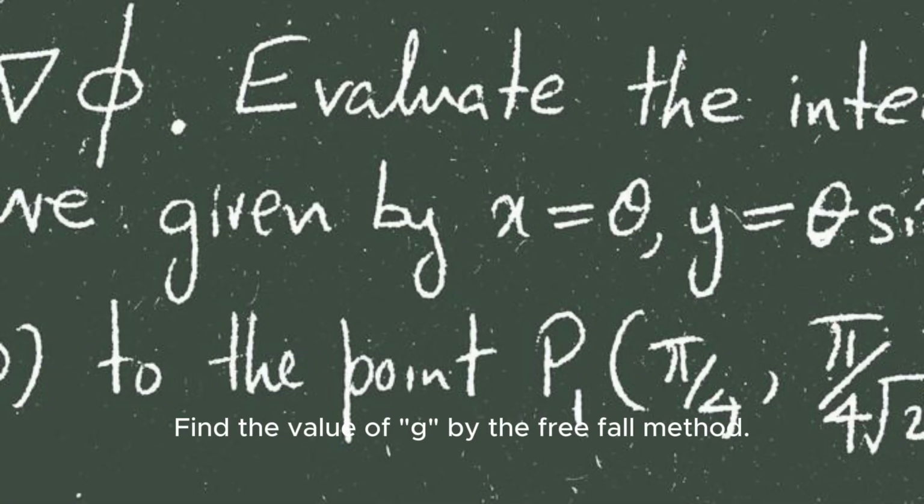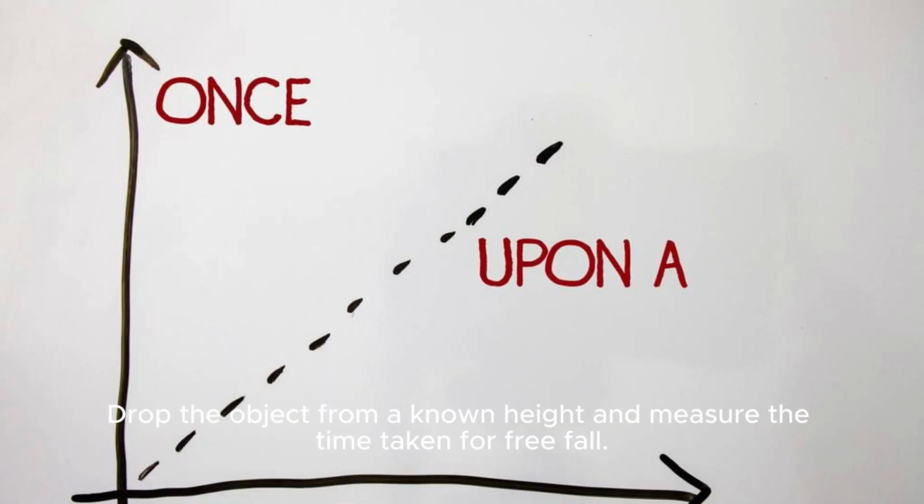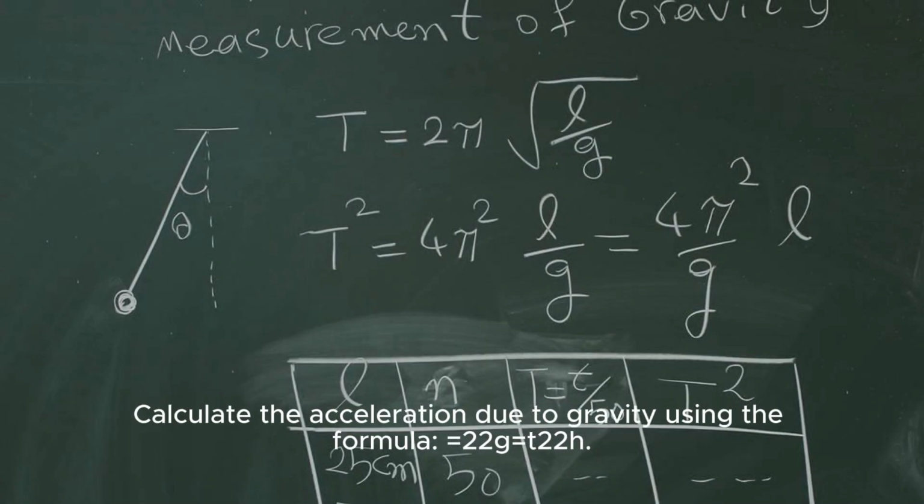Find the value of g by the free fall method. Drop the object from a known height and measure the time taken for free fall. Calculate the acceleration due to gravity using the formula g equals 2h over t².